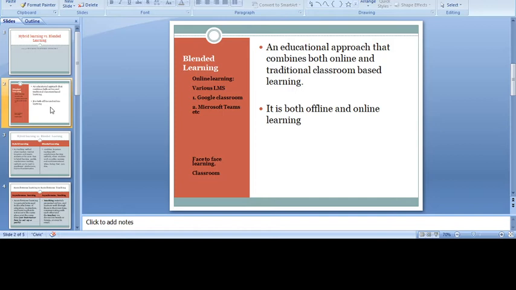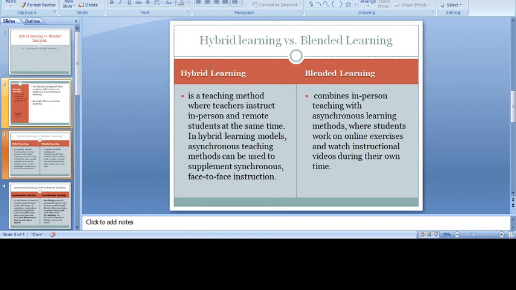Now let's see how blended learning is different from hybrid learning. Here in the next slide, hybrid learning and blended learning. Hybrid learning means a teacher has to take the whole class at the same time, face-to-face students and the students who are online. Now, what is the reason?